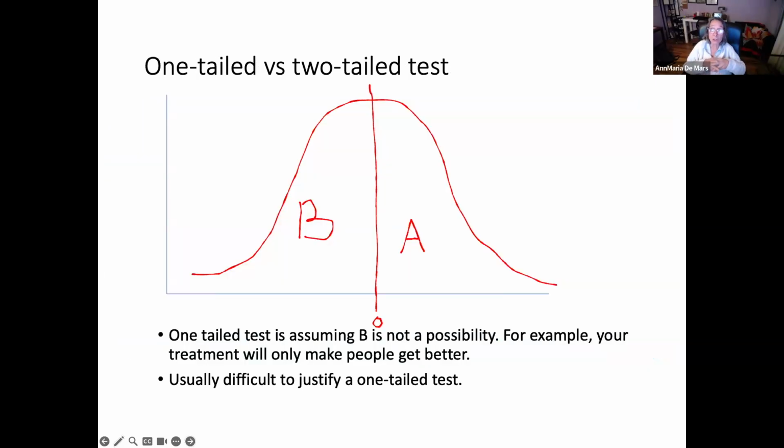There are two types of tests. We mostly talk about two-tailed test. I almost always would push for doing a two-tailed test. It's usually very difficult to justify a one-tailed test. A one-tailed test is saying none of this over here is possible.